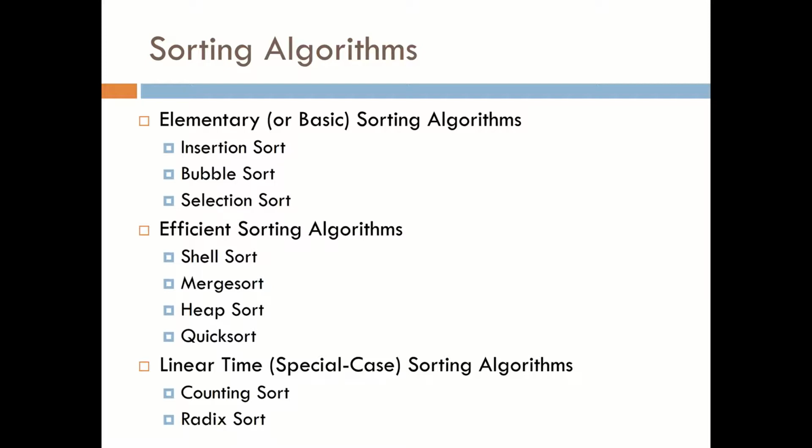The efficient sorting algorithms that we'll look at are shell sort, which is sort of in a class by itself, and then merge sort, heap sort, and quick sort, all of which can attain n log n in efficiency. And finally, we'll ask ourselves whether certain cases lend themselves to being sorted in linear time, so in order n time, and we'll look at counting sort and radix sort as examples of those.